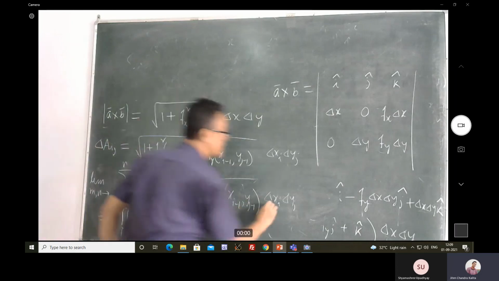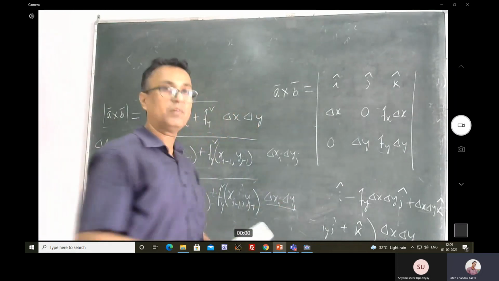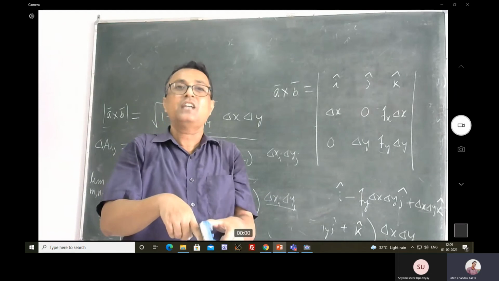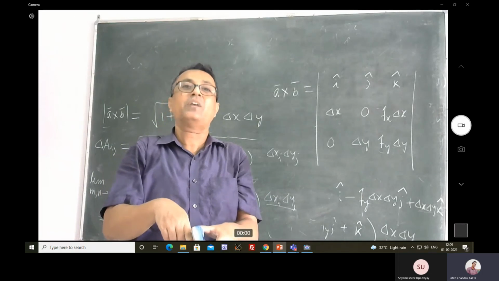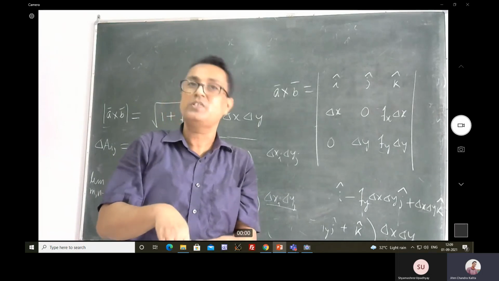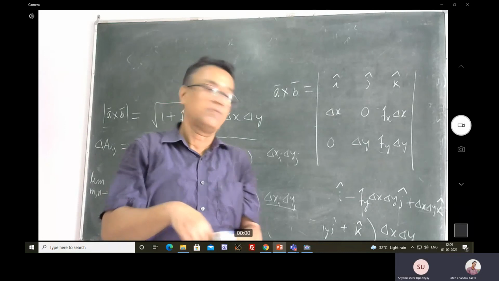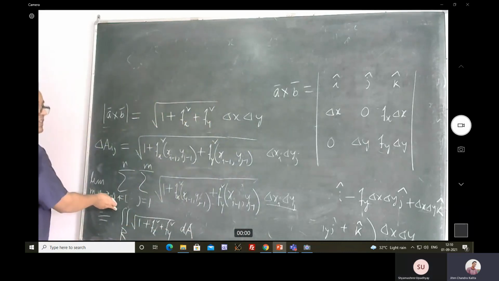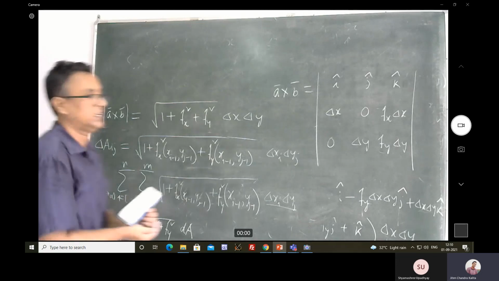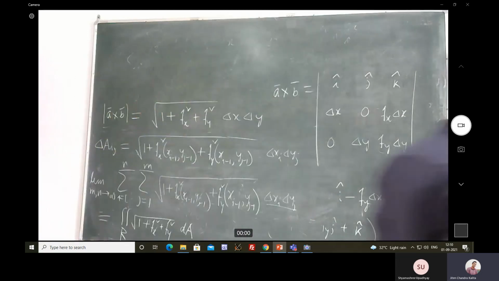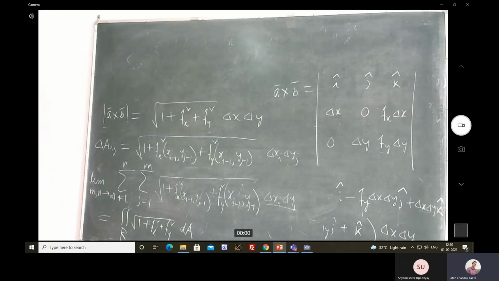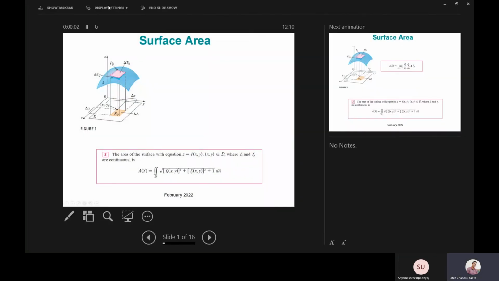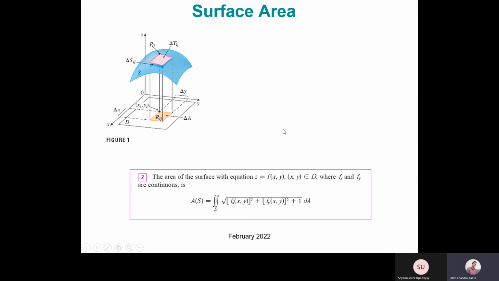Isn't it? Because delta xi delta yj was nothing but the area of that subrectangle lying on the xy plane. Is it okay? Yes. Fine. So this is the formula for surface area. This is the formula for surface area. So I'm going to show you this slide.